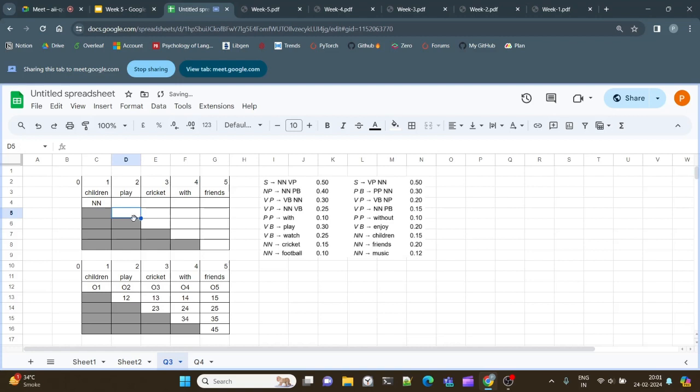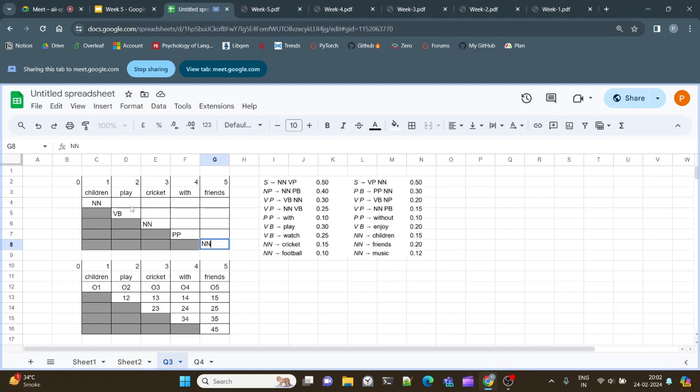Again, now if I go over here, that is 1, 2, that is play. So one thing to notice along the diagonals, I only have individual words. So over here, we have to see what are the corresponding pre-terminals that are deriving these terminal words. So what is there for play? For play, we have VB. For cricket, we have NN. For with, I have PP. And for friends, what do I have? I have NN again. So now I've filled this row, this diagonal. Now I move one step up.